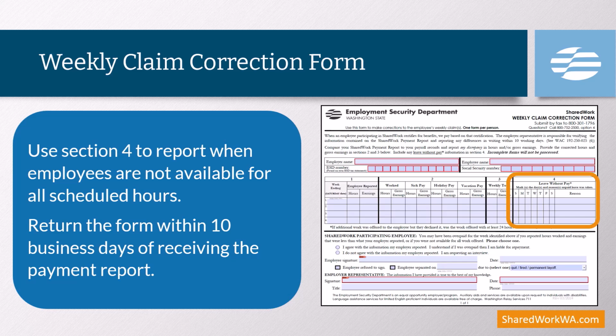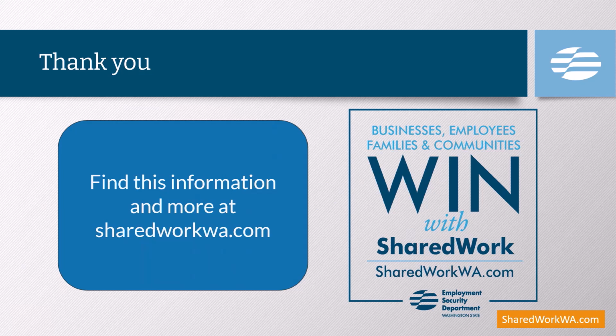Shown on screen is an example of the weekly claim correction form. Section 4 is circled in orange, showing the Leave Without Pay columns. Find this information and more at sharedworkwa.com. Employees may find more information regarding their unemployment benefits at esd.wa.gov.